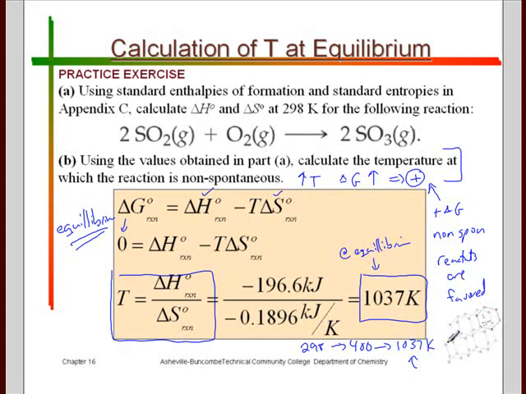And so at any temperature higher than that, delta G becomes positive, and so we have a non-spontaneous reaction at that point. That's the answer to part B here: calculate the temperature at which the reaction is non-spontaneous. It's anything above 1037. The reaction is favored to the reactant side at that point.